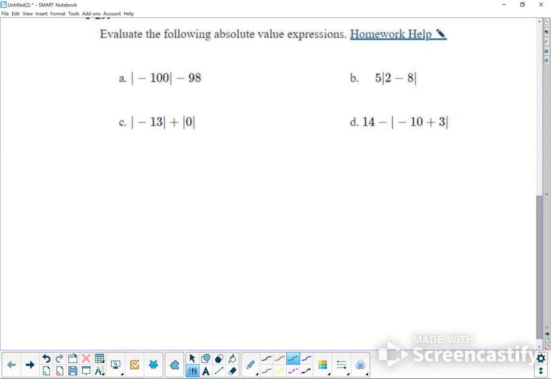Evaluate the following absolute value expressions. First one, the absolute value of negative 100 is 100. Minus 98 is 2. That's your answer. Next one, absolute value of negative 13 is 13, plus absolute value of 0 is 0, and then your answer, 13 plus 0 is 13.